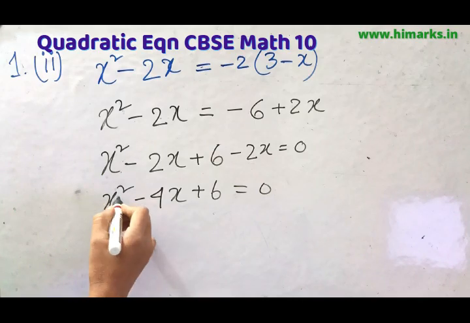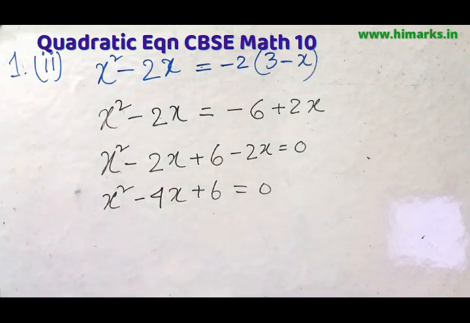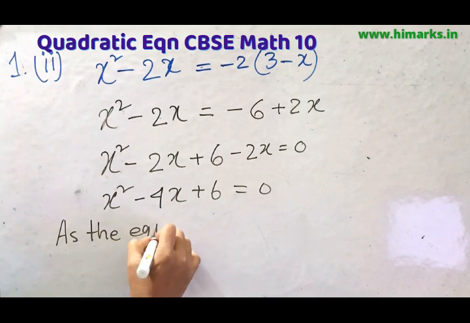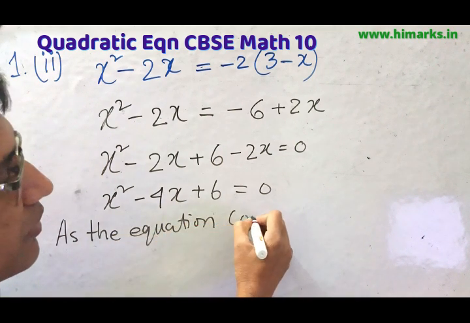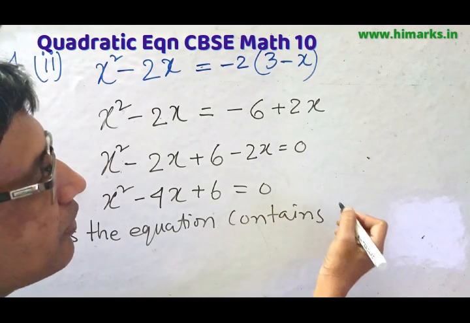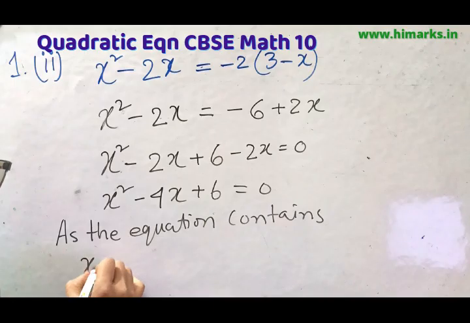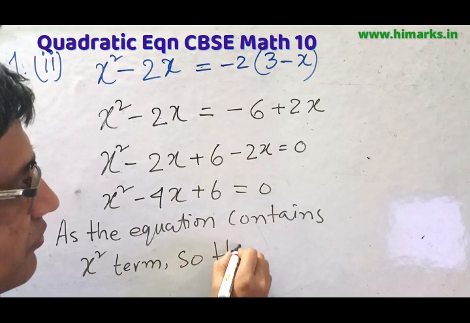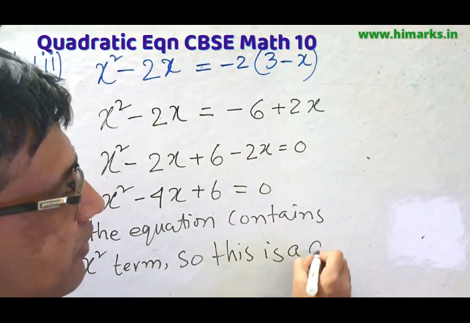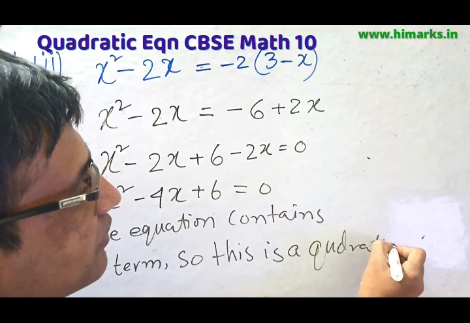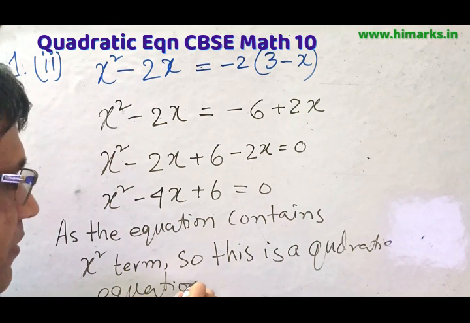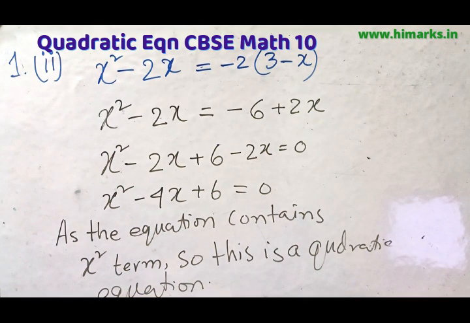So as it contains an x square term, as the equation contains an x square term, this is a quadratic equation. Okay, so write clearly why it is called a quadratic equation.